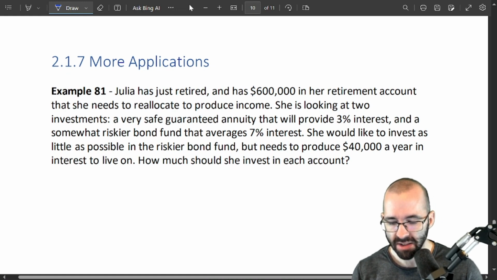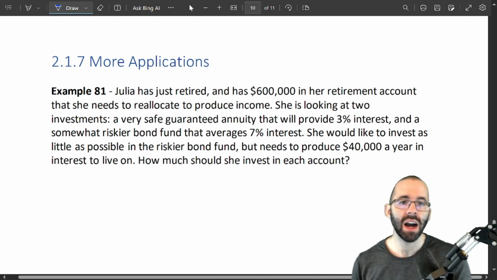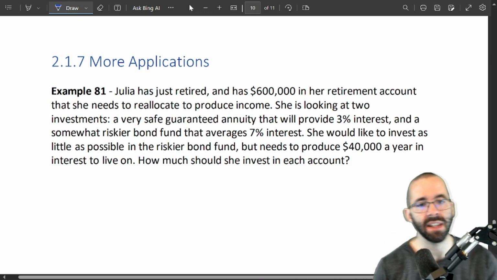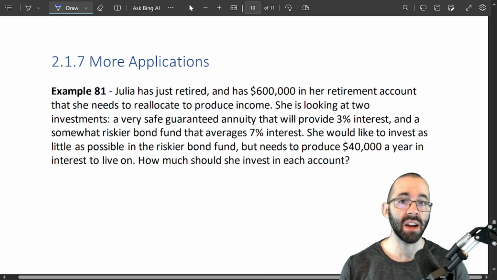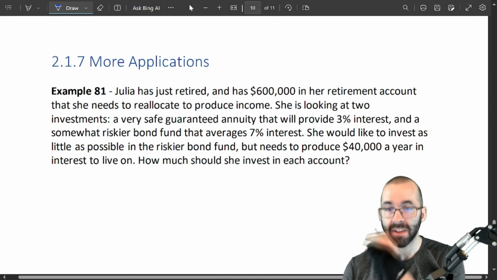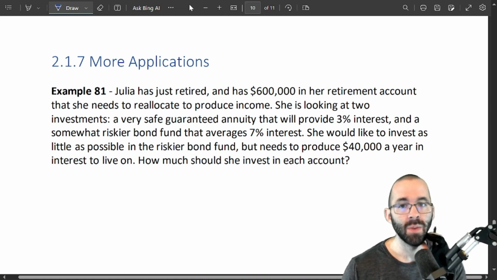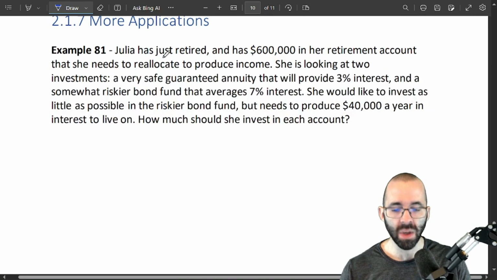So she'd like to invest as little as possible in the risky bond fund, but does want to expect about $40,000 a year in interest to live on the interest. So how much should she invest in each account? We're going to have to combine methods from 1.6, solving application problems, with 2.1, solving these systems. So we can't even model any of this with math just yet.